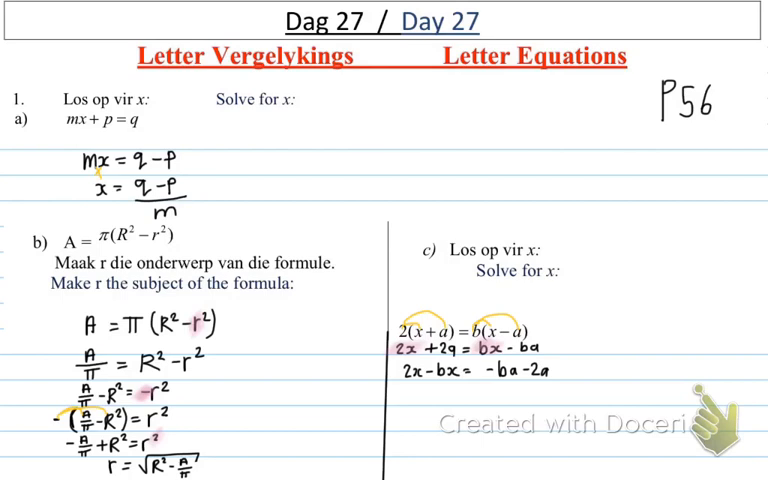Now I'm going to factorize the left hand side and take out an x. So I have x times 2 minus b is equal to negative ba minus 2a. To get x alone, I'm going to divide by that whole bracket, because that bracket is multiplied with the x. So it's going to be negative ba minus 2a over 2 minus b. If I want to, I can take out the negative a at the top, but it's not necessary. I have negative a, and in brackets b plus 2, over 2 minus b.